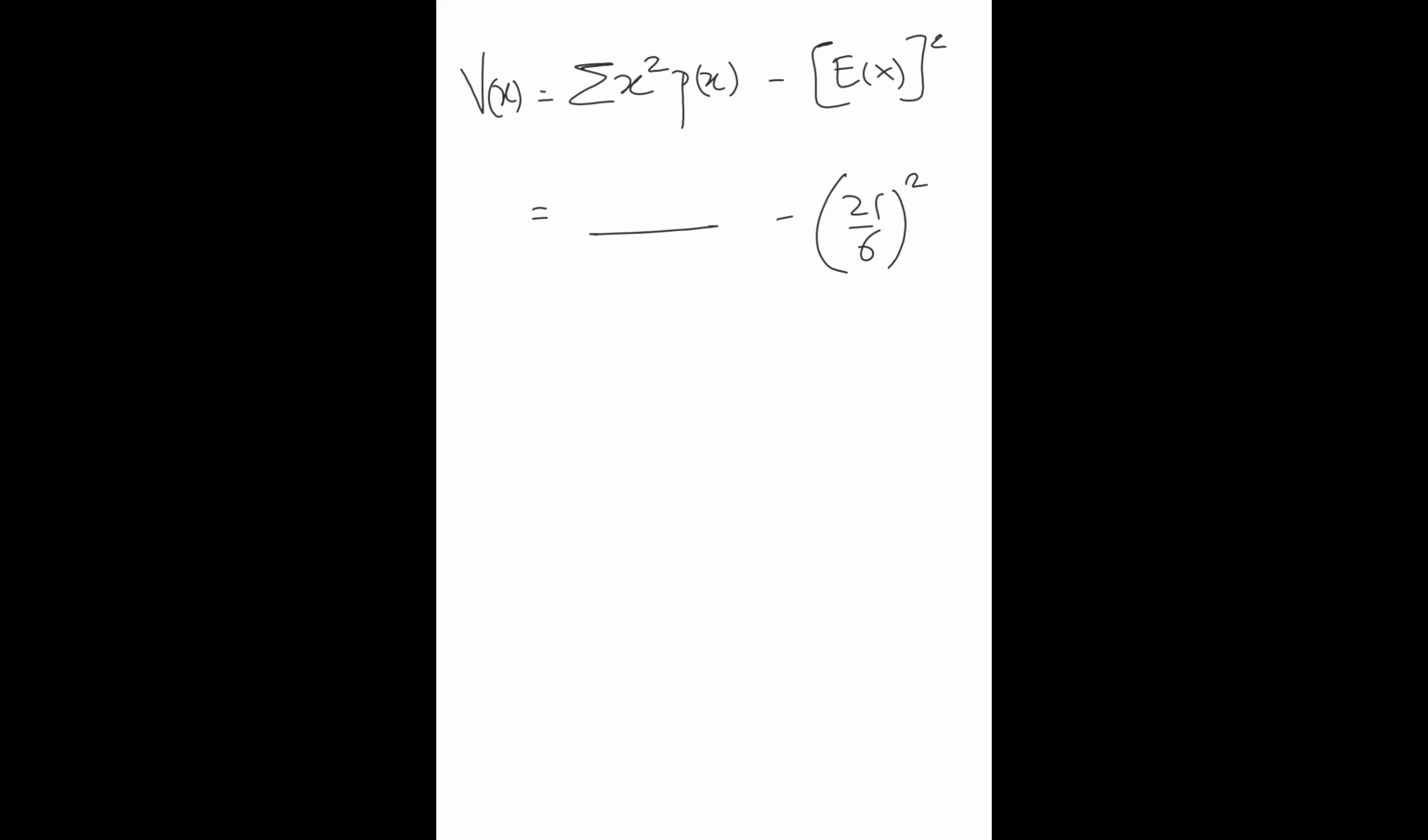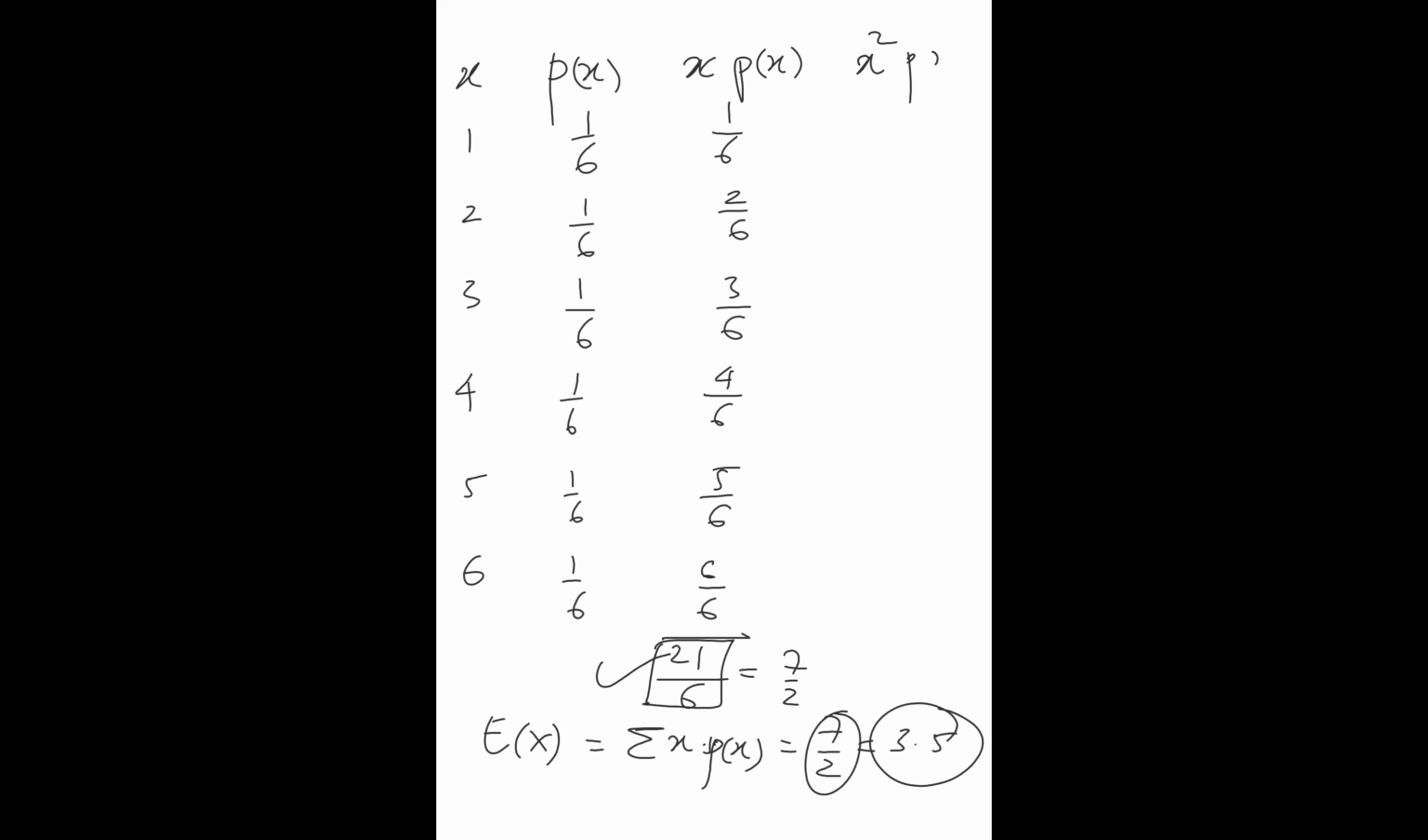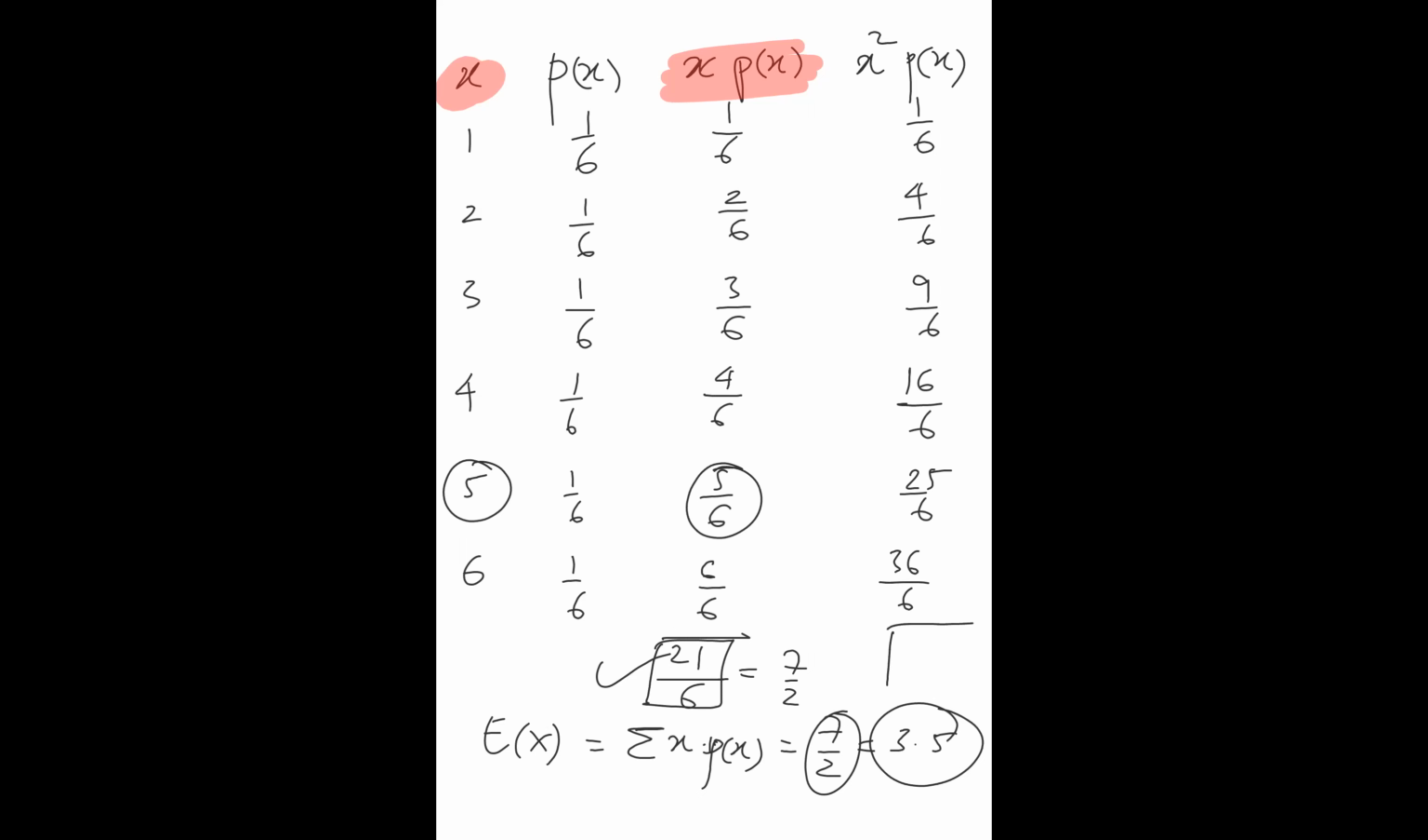Now x square into p of x, this column we will have to prepare. How to calculate x square into p of x? Just multiply x with x into p of x. So 1 into 1 by 6 is 1 by 6, 2 into 2 by 6 is 4 by 6, 9 by 6, 16 by 6, 5 into 5 by 6 is 25 by 6, 36 by 6, and calculate the total over here. Just calculate the total, right?